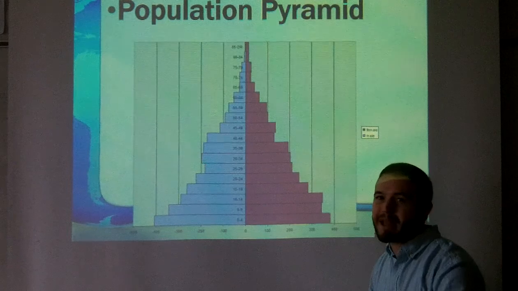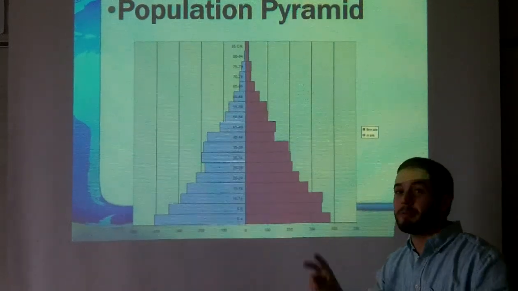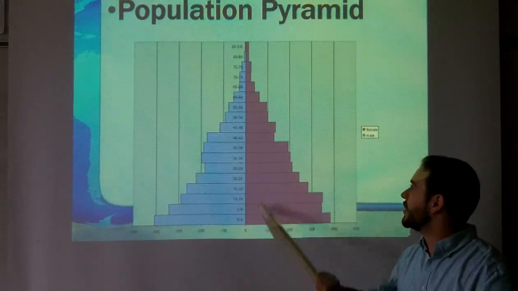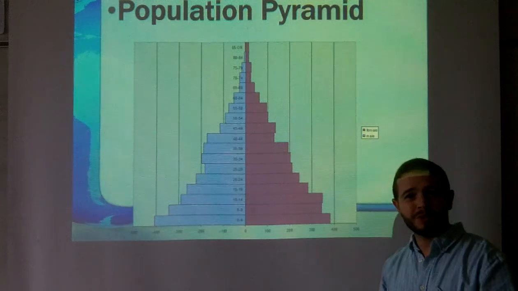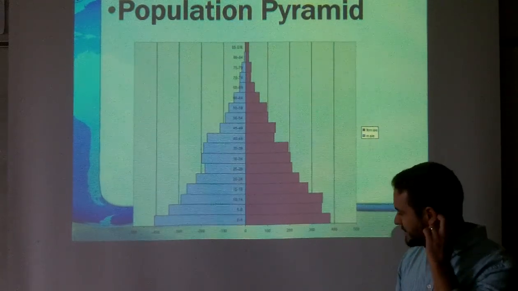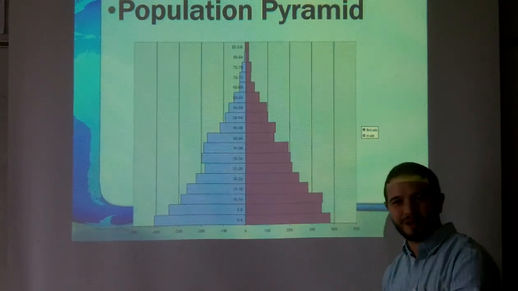Alright, so this is your basic population pyramid. The men are on the left-hand side, the blue, and the girls are on the right-hand side, the quasi-purple, I'm not really sure. And, dang it, I keep saying "all the time." Don't count them as you're watching these videos, I'm sorry.